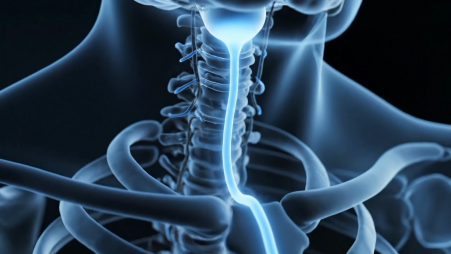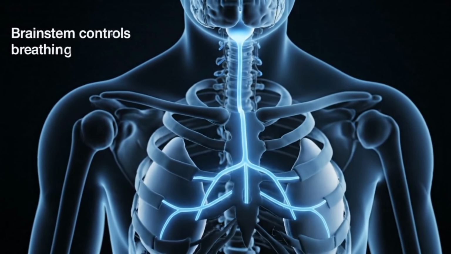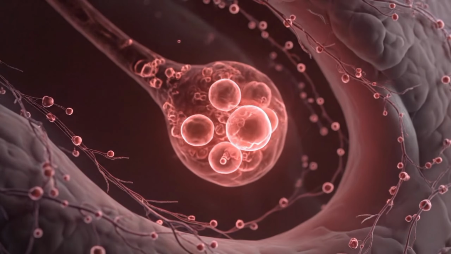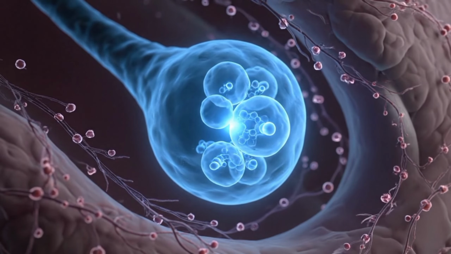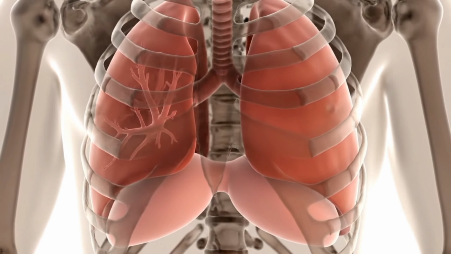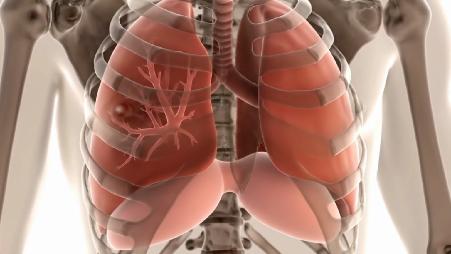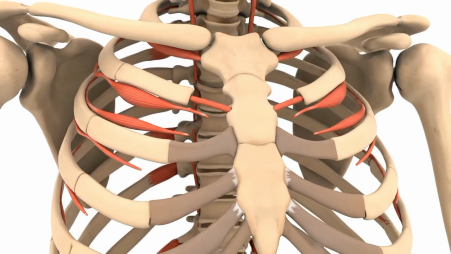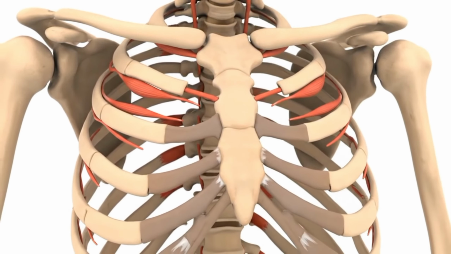The medulla oblongata regulates automatic breathing through rhythmic nerve impulses. Specialized receptors monitor blood chemistry and adjust breathing rate to maintain balance. The diaphragm moves downward, enlarging the chest cavity and drawing air into the lungs. Intercostal muscles lift the ribs to assist lung expansion during each breath.